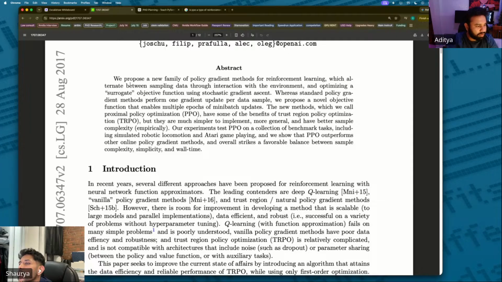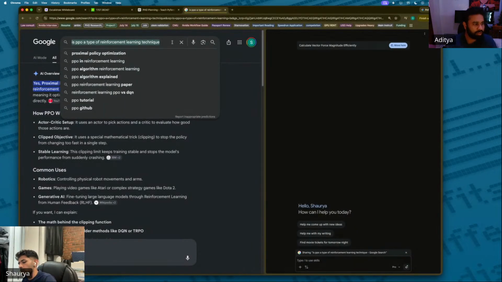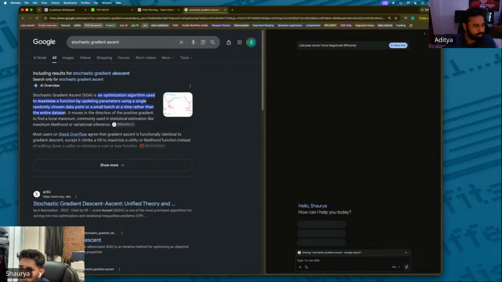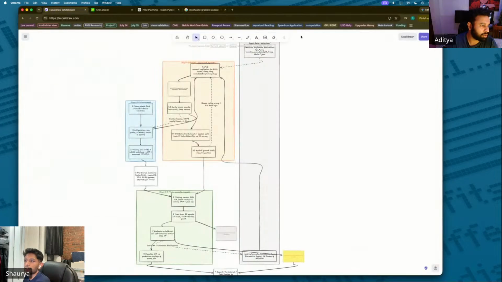In recent years, several different approaches have been proposed for reinforcement learning in the neural network. I'm just reading the abstract. Stochastic gradient descent. I want to understand what this is. I might know it, but I might not be able to recall it exactly. I think I know what it is.